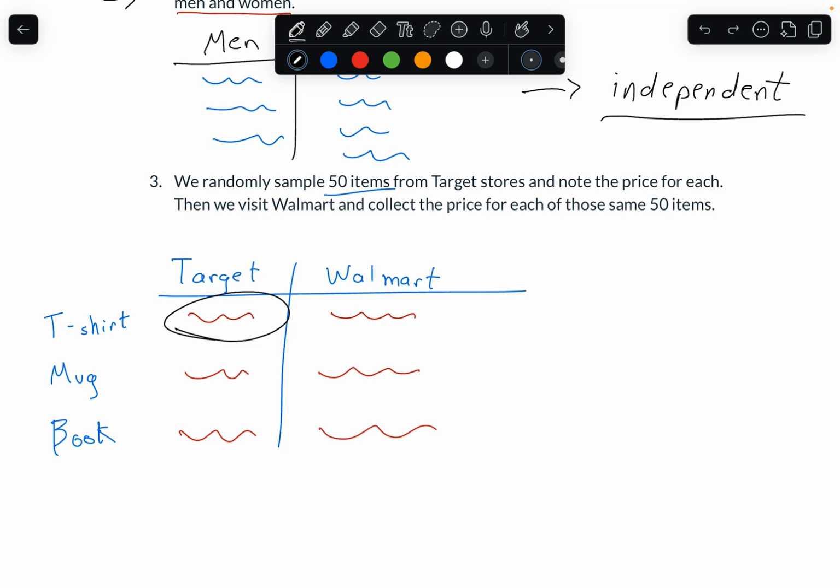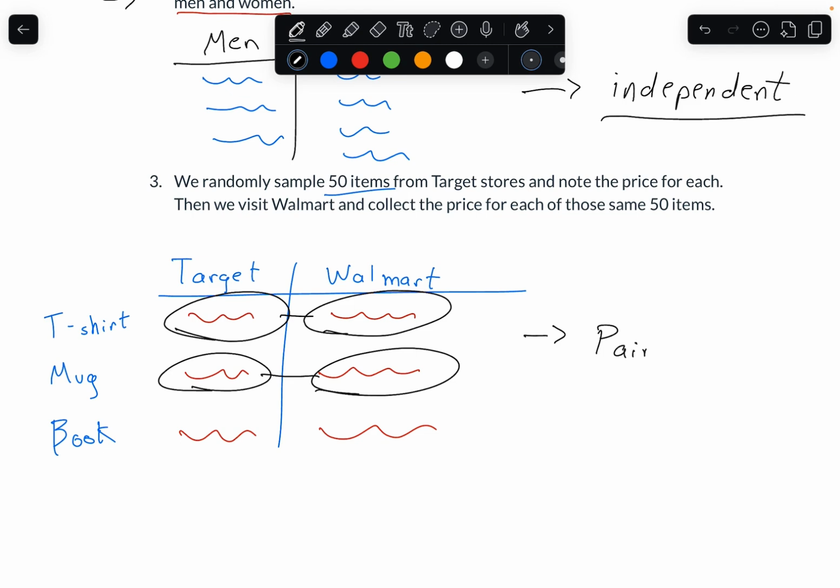I probably want to compare the prices of each one of these 2. So the price of a t-shirt with the price of a t-shirt, the price of a mug with the price of a mug, and so on and so forth. So if we have that pairing, that means that, yes, we're dealing with paired sampling because there is that relationship between these 2.